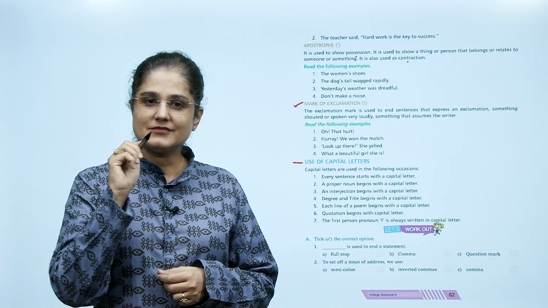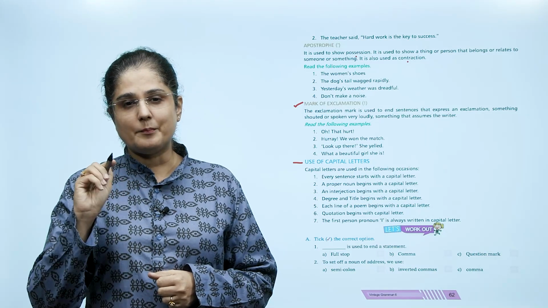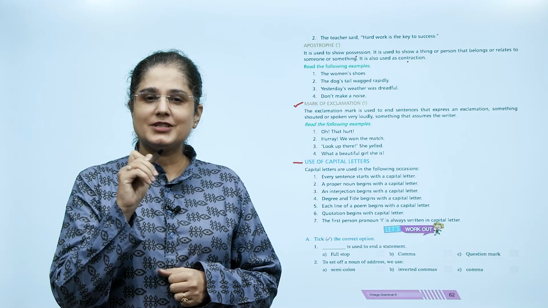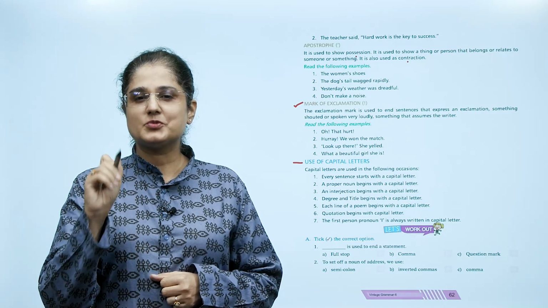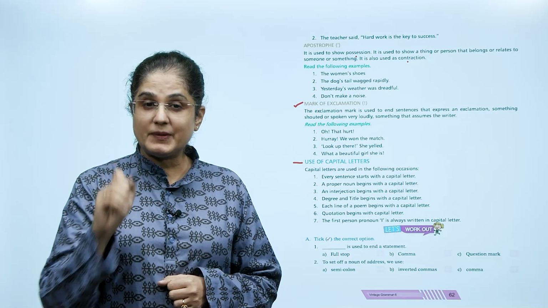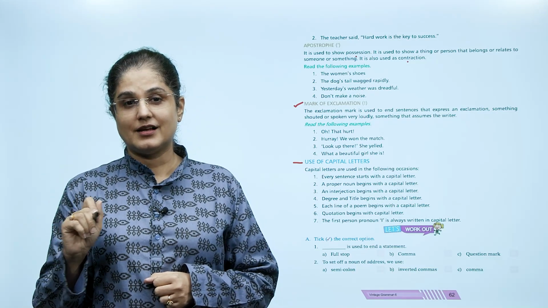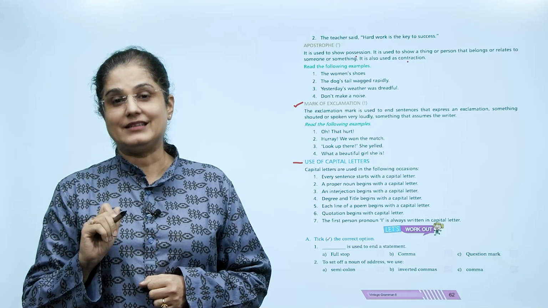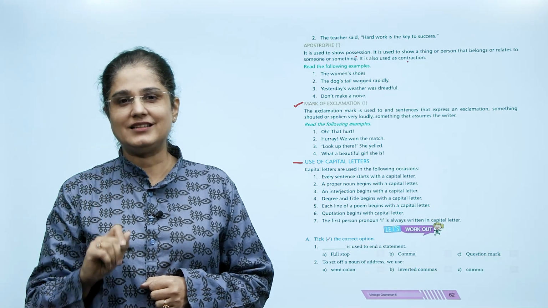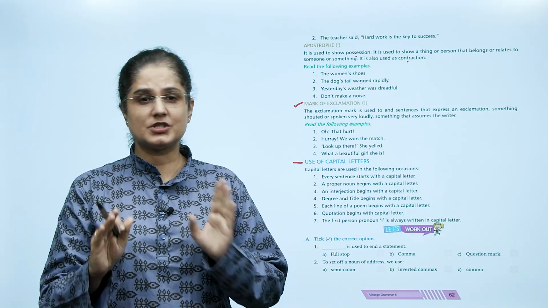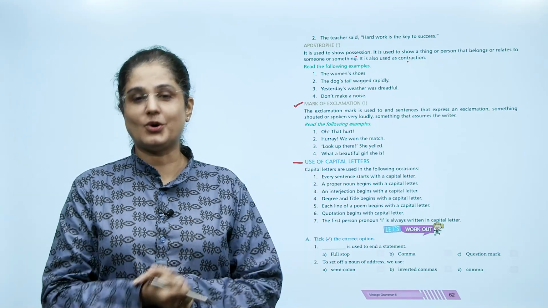Fourth, degree and title begins with a capital letter. Fifth, each line of a poem begins with a capital letter. Sixth, quotations begin with capital letter. Seventh, the first person pronoun I is always written in capital letter. So I hope now punctuations are absolutely clear to all of us.